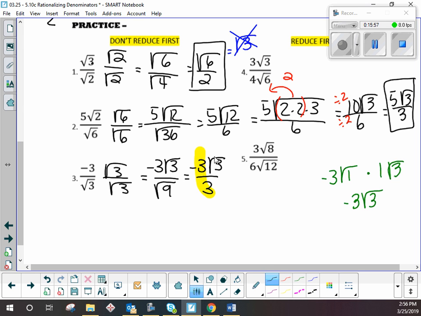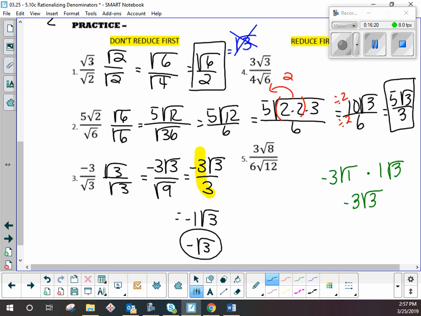Negative 1, right? So you can write negative 1 radical 3. You can also just write negative radical 3. But those are equivalent values. So we smushed them on top, and then the radical canceled on the bottom, leaving me with just 3.